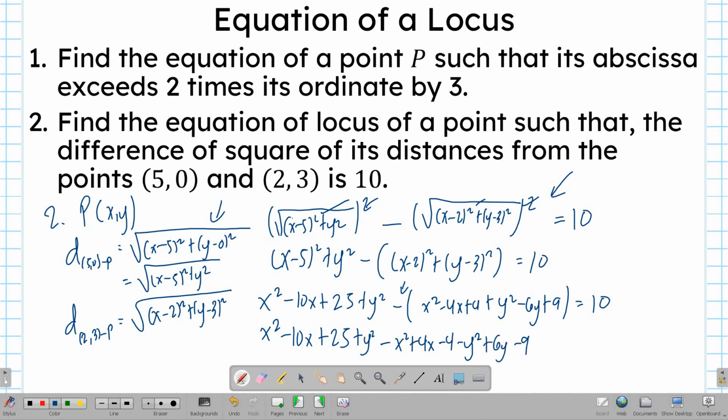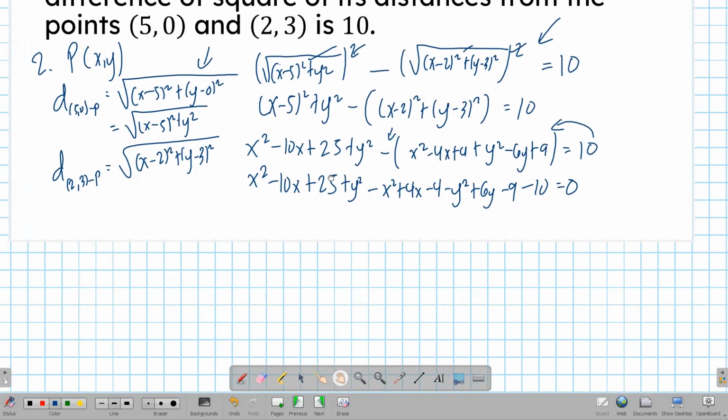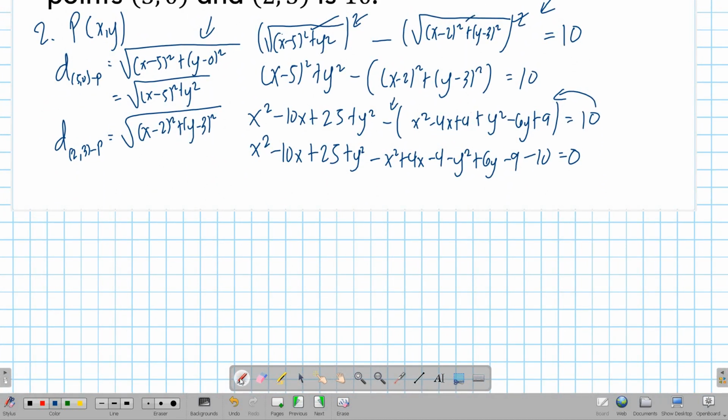Para mag-combine na rin like terms, let's transpose this. So we'll have minus 10 equals 0. Ayan. Angat lang natin ito. So, we can continue solving. So, combine like terms, yung x squared ay makakancel. Pati yung y squared ay makakancel. So, let's combine like terms. Negative 10x plus 4x. We're going to have negative 6x. Then, wala namang ibang ka-like term. So, that's plus 6y. Then, what's left is 25 minus 4 minus 9 minus 10.